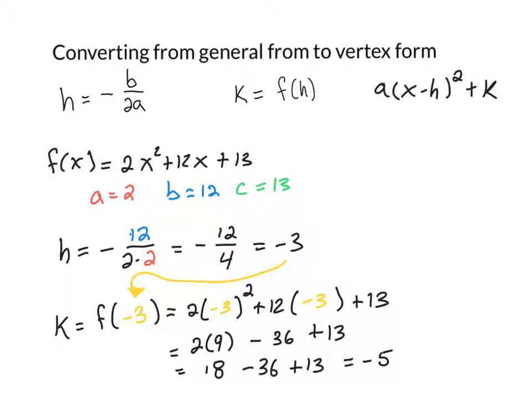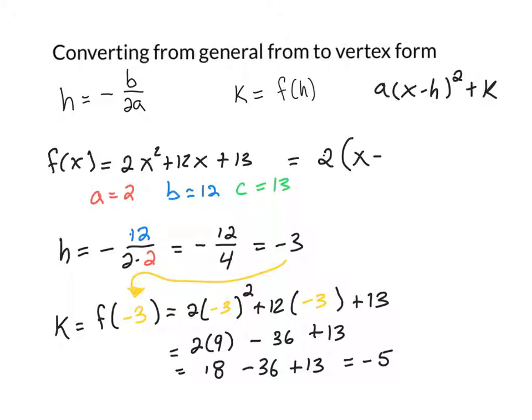So I'm going to come over here to my vertex form, a times x minus h squared plus k, and simply plug in my numbers. So I have a, h, and k. a was 2.